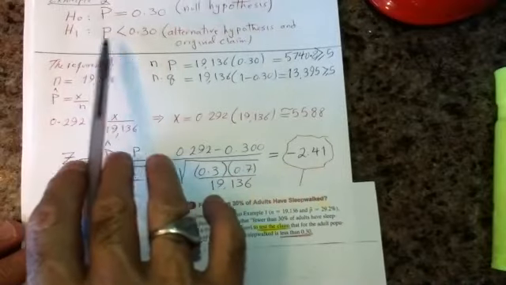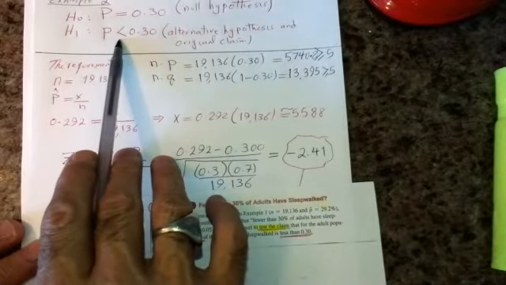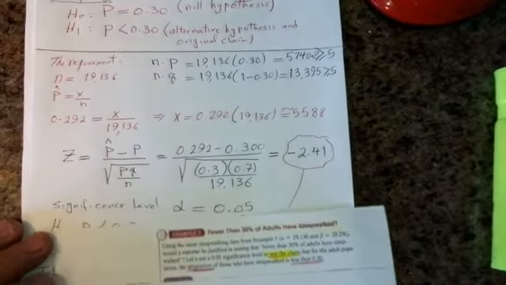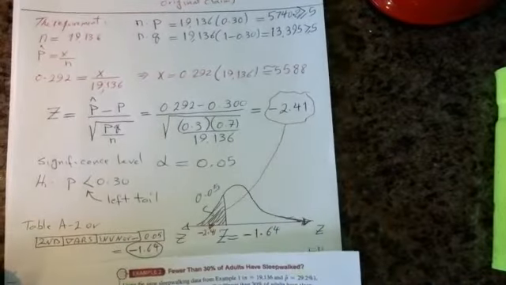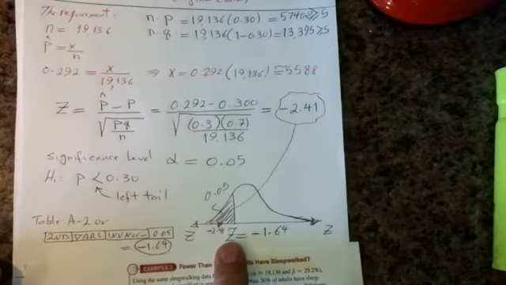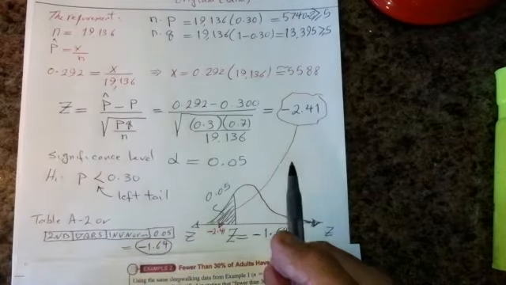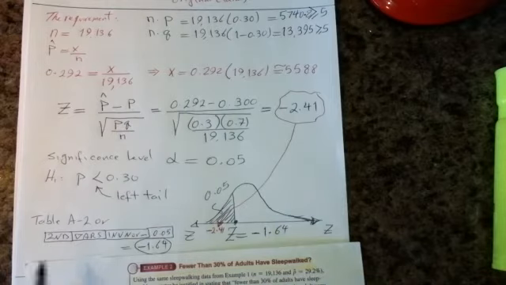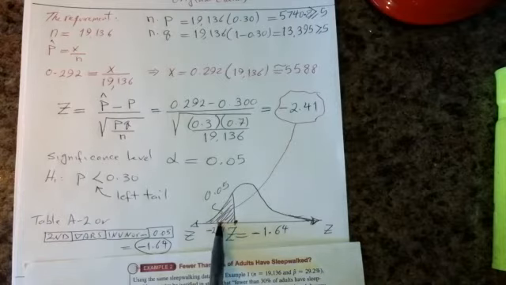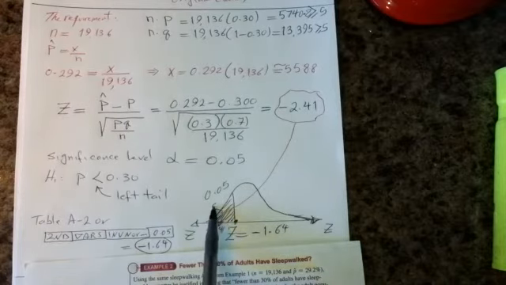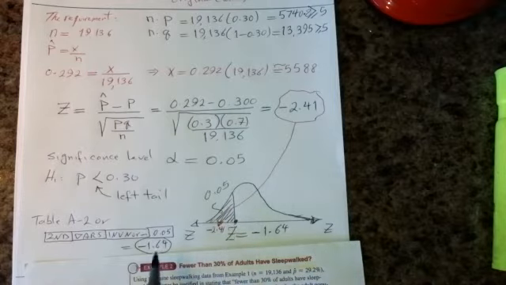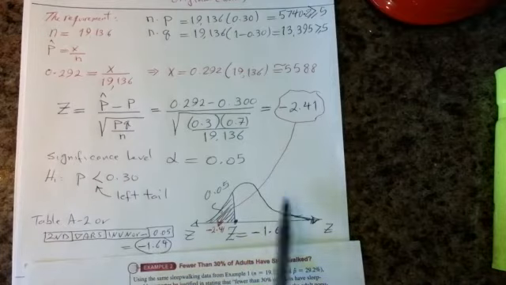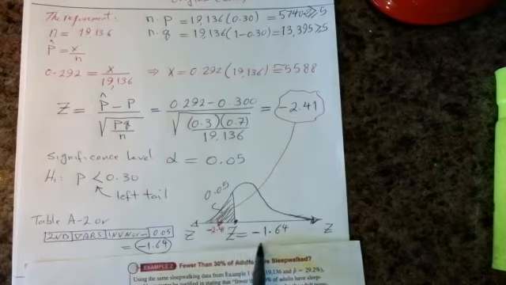Now, the sign of H1 is less than. That means it's one tail, and it's the left tail. You could either use table A2, or on the calculator, go to second vars, inverse norm, with area to the left 0.05, because the significance level was 0.05. The significance level is the area of, in this case, one tail. The calculator gives you minus 1.64. That is the critical Z.